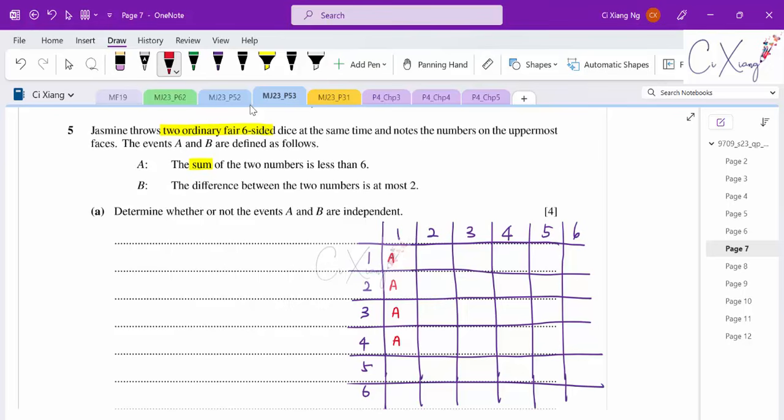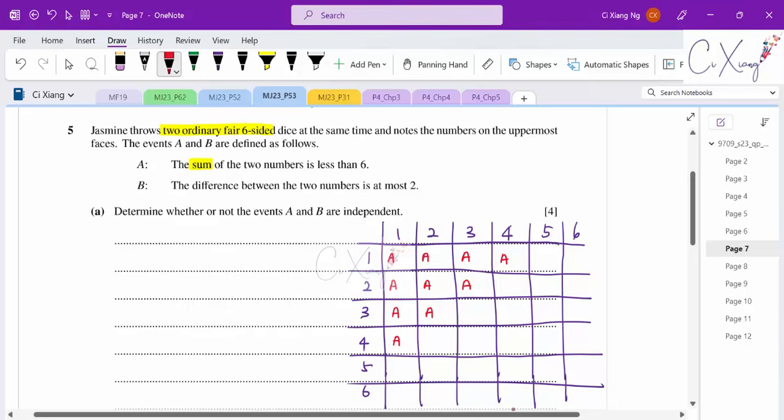So basically, I will fill up and check through the cells which fulfill event A first. 2 plus 1 is 3, 2 plus 2 is 4, 2 plus 3 is 5. 3 plus 1 is 4, 3 plus 2 is 5. 4 plus 1 is 5. Then 5 plus 1 is already 6. There is no more A in this part of the possibility space diagram. Now I proceed to event B.